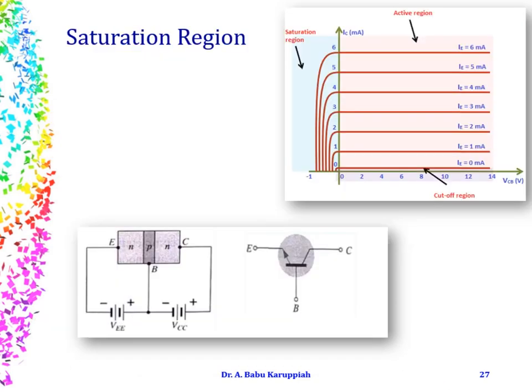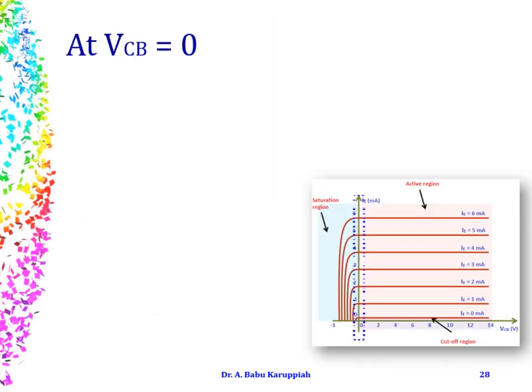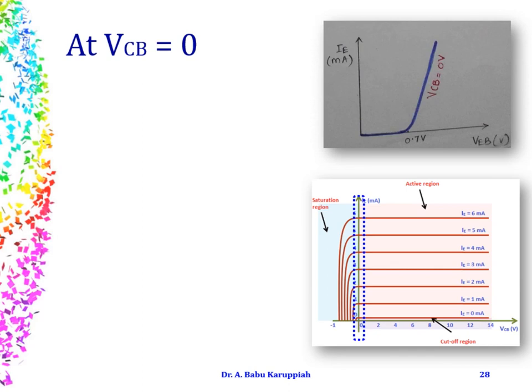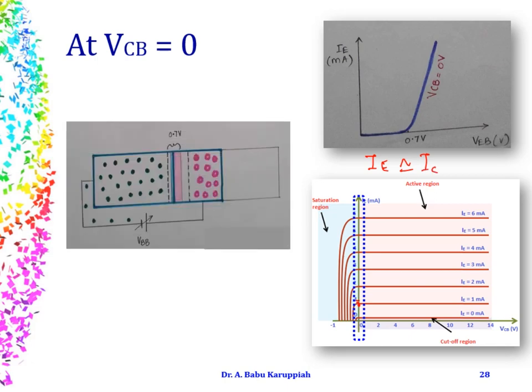We have already seen the saturation region at VCB equal to a negative voltage, and VCB equal to 0 volts, right? Even at VCB equal to 0 volts, you have emitter current flowing. Emitter current is approximately equal to IC. Even when the collector base voltage is 0, these electrons are pushed inside the base and drawn towards the collector, and so you have collector current flowing even when VCB equals 0, right?